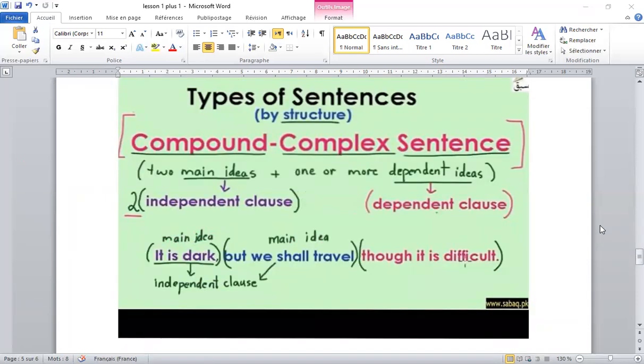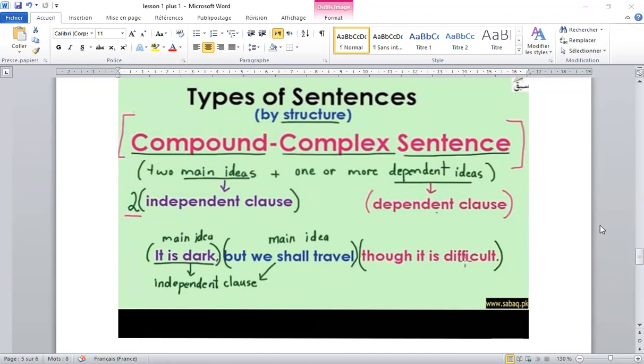Compound sentence, compound complex, another example to understand more. Okay? So compound complex sentence. Compound means two main independent clauses, plus one or more dependent clauses or subordinate. So look at the sentence below: It is dark, but we shall travel, though it is difficult.